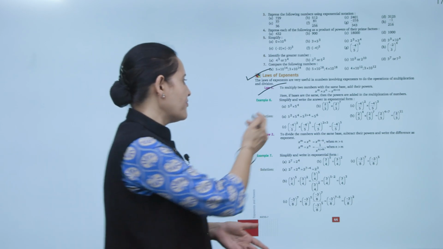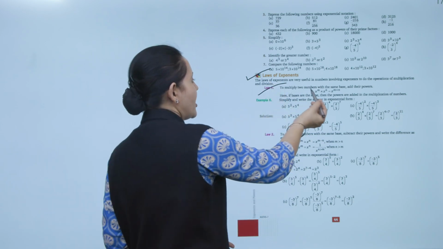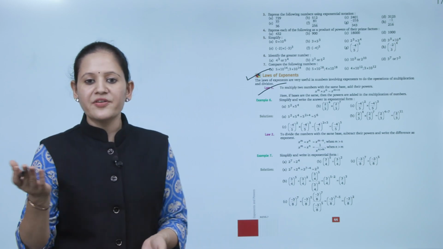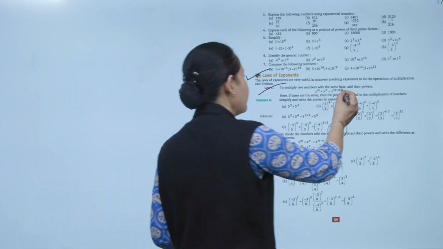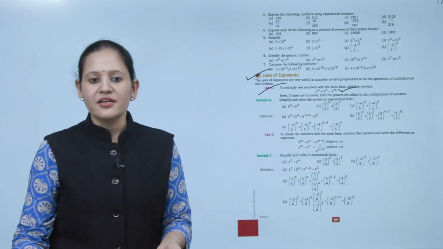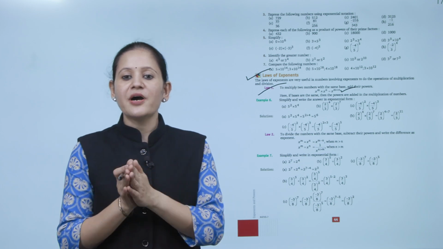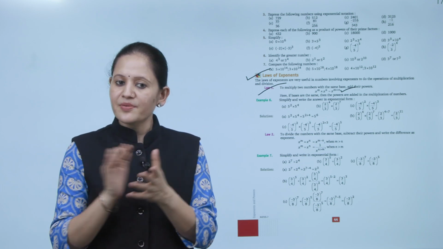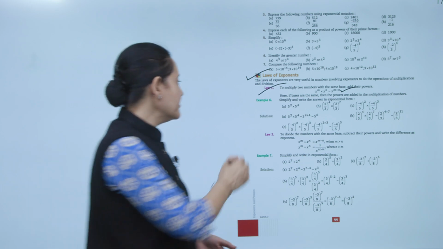If the base is the same, what will we do? We'll add the powers. So x to the power m multiplied by x to the power n is equal to x to the power m plus n. Here, if the bases are the same, then the powers are added in the multiplication of numbers. We'll take an example.